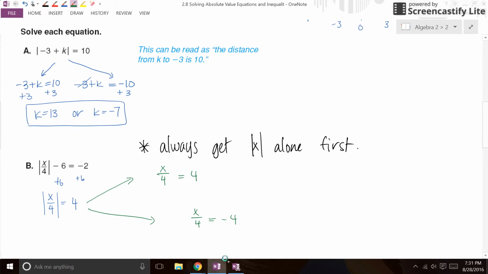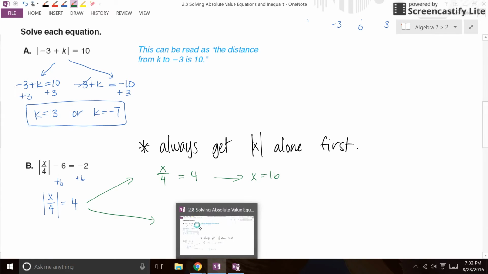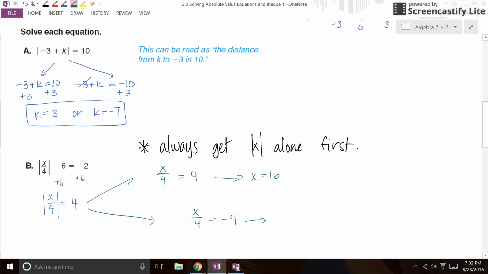Multiply both sides by 4 for this one. I get x equals 16. Multiply by 4 for this one. I get x equals -16. And there's my 2 answers. So again, x can be 16 or x could be -16.